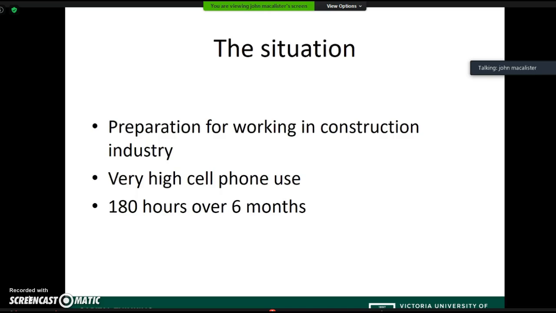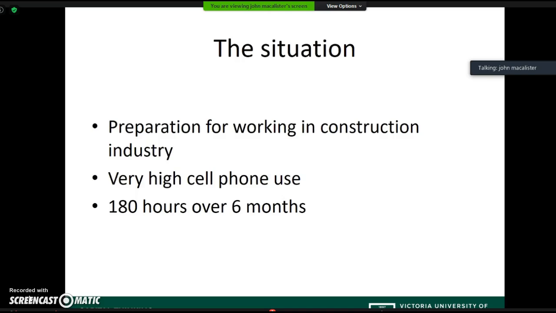So as I said at the outset, this was a project to prepare young Saudi men for working in the construction industry. And I have to confess that it took me a while to remind myself that it was the construction industry. Because I had this very strong association in my head between Saudi Arabia and oil, I kept on thinking they were going to be working in the oil industry. It took me quite a few days to actually remember that it was the construction industry.